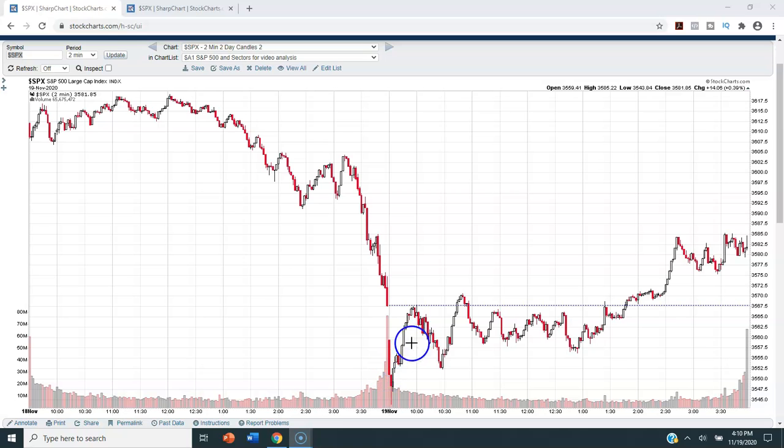And you can see here that for the majority of today, we were trading below this dotted blue line. So we were in negative territory for the bulk of the day. We went positive at about 1:45 in the afternoon, and then just had a slow melt up. And of course, we finished up 39 basis points and again closed at 3581.85.